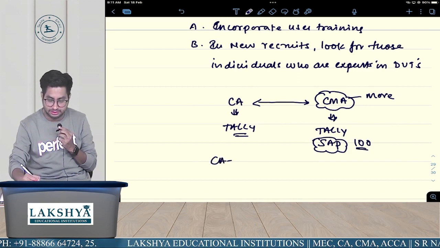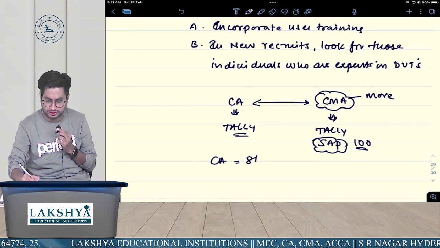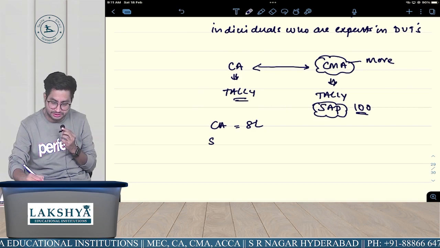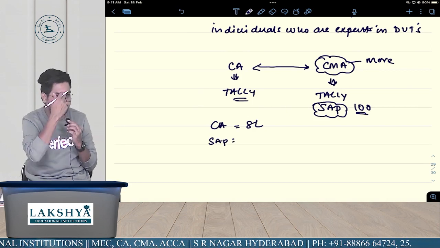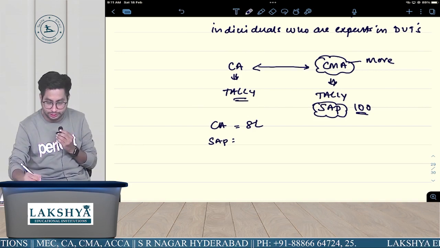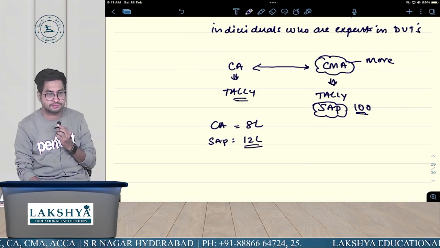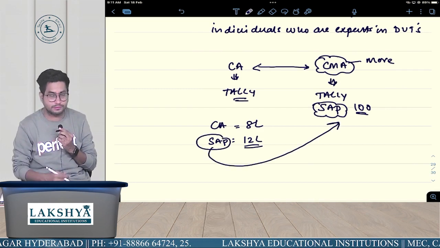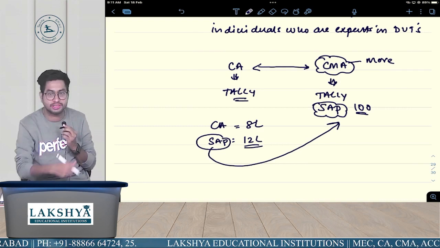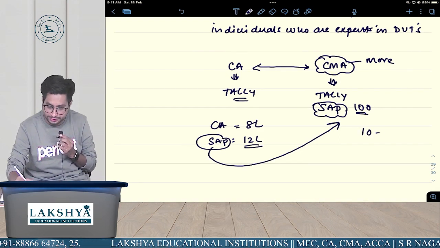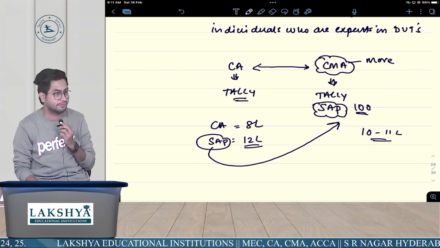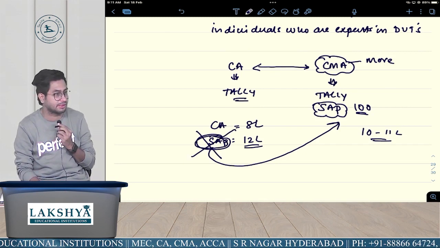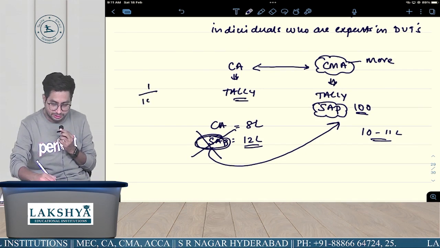See, a chartered accountant alone will get somewhere around an 8 lakh annual package. But if a CA does SAP training by spending some money outside, then they'll get around a 12 lakh starting package. But this SAP training is provided free of cost to CMA students even before joining the articleship. So the starting salary will be 10 to 11 lakhs minimum for a CMA. The CA has to take separate training. How many chartered accountants will take separate training for SAP? It is 1 in 10,000.